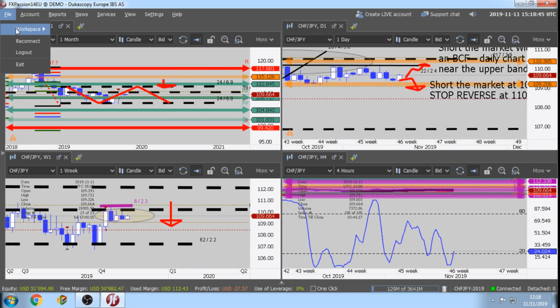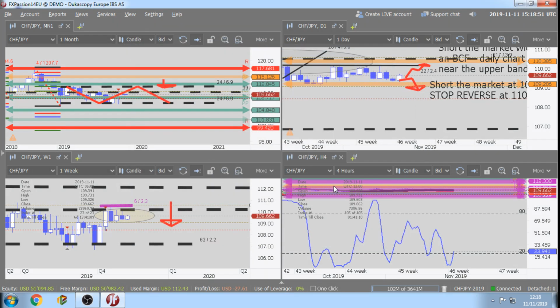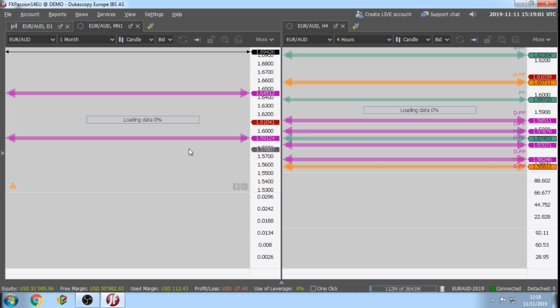CHF next, open Euro AUD. We were shorting in the previous week. The train has left the station already on the Euro AUD. It was a nice short trade, everybody, in the past week.